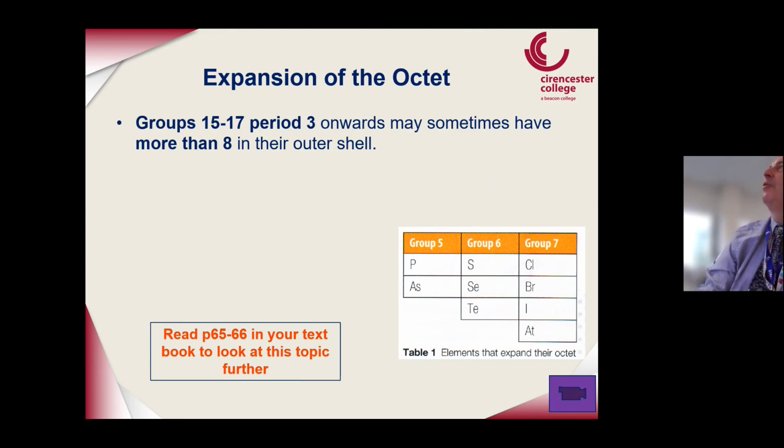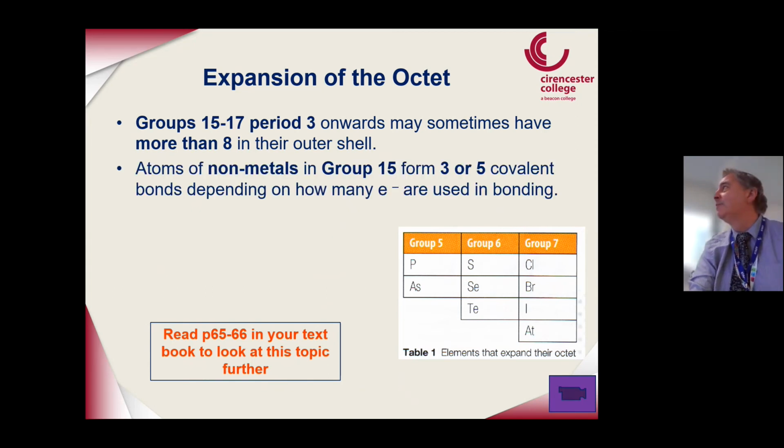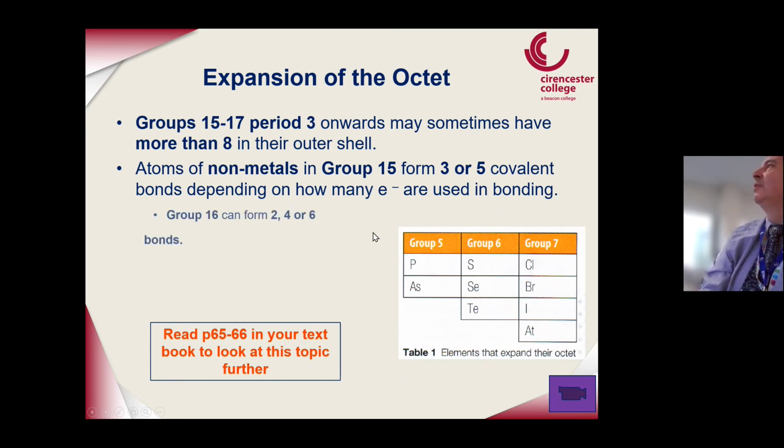These start in period 3. So sulfur, phosphorus, and chlorine can all expand their octet, and they can have more than 8. Atoms of non-metal in group 15 form 3 or 5 bonds, depending on how many electrons are in the bonding. This is group 5 or group 15, as it can be called in the expanded table. So group 5 or group 15 can form 3 or 5, depending on how many electrons are used in the bonding. Group 16 can do 2, 4, or 6.